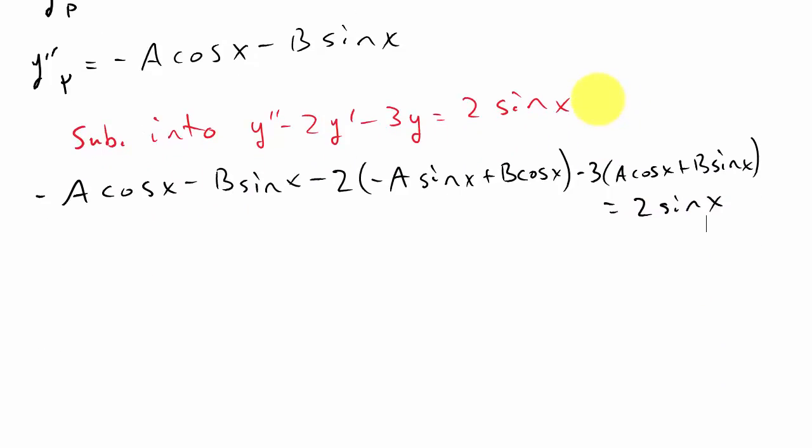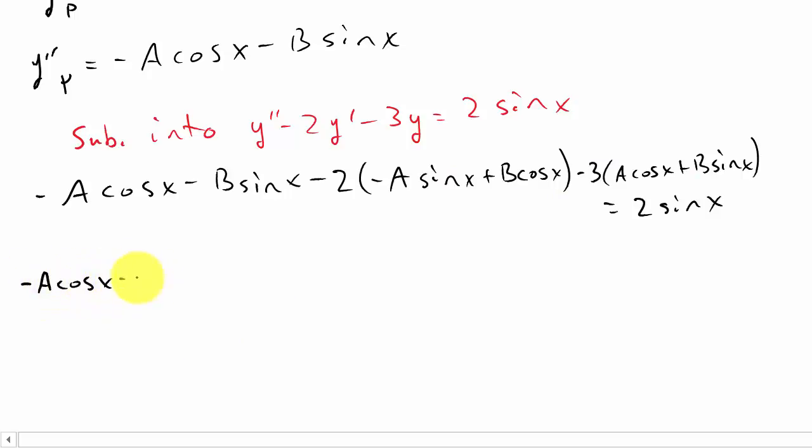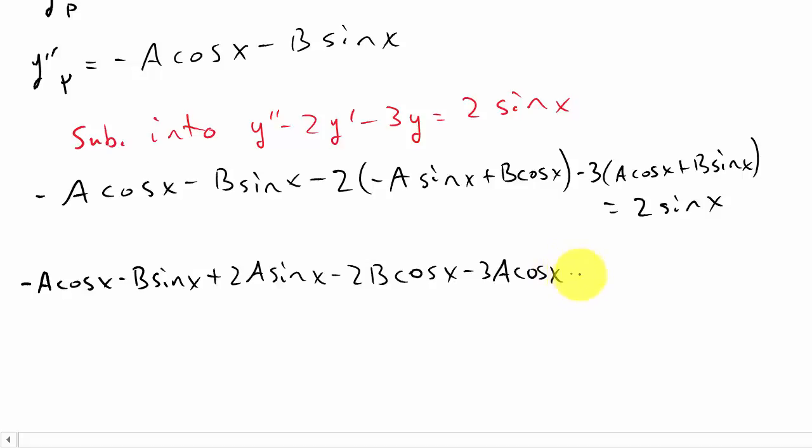Alright, so now let's go ahead and distribute and get rid of these parentheses here. So that's going to give me negative a cosine x minus b sine x, plus a negative and negative, 2a sine x, minus 2b cosine x, minus 3a cosine x minus 3b sine x, and that equals 2 sine x.